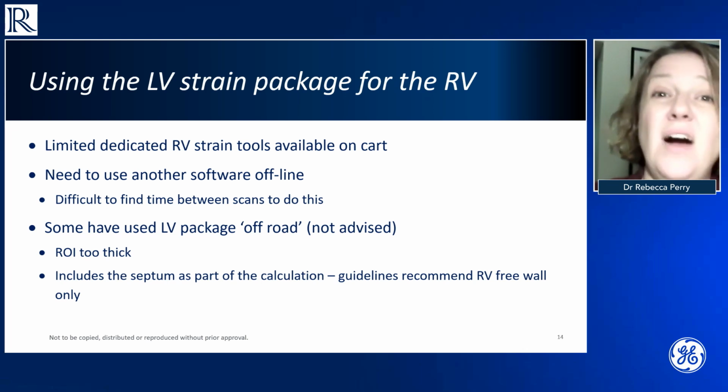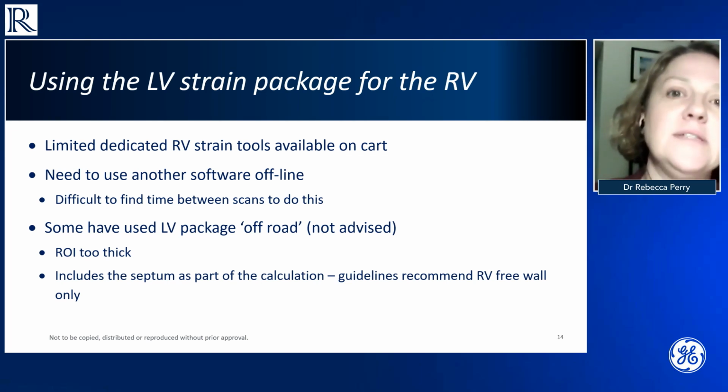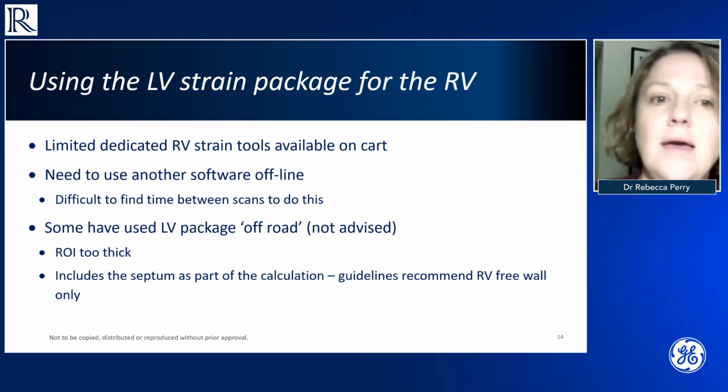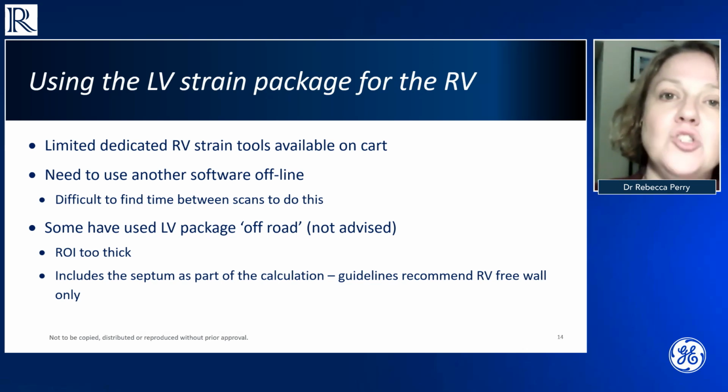So it's not advised to use the left ventricular package, but some people have used that because the region of interest is too thick. The right ventricle is a much thinner ventricle for a normal person anyway. Also, it includes the septum as part of the calculation, and the guidelines actually recommend just using the RV free wall strain.